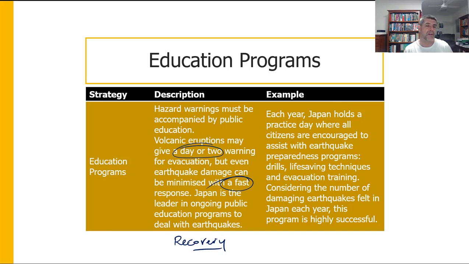Japan continues to be one of the leaders in this sort of area, and you would probably expect a Japanese system to be very strong in its education programs, and in fact they are. They run specific days through the year for preparedness programs. There are programs that are taught to school-age children. They carry out mock drills. They get taught life-saving techniques, and also they have training in evacuation techniques so they know what, when, and how to evacuate when these different types of early warning systems are put in place. And when you consider the number of damaging earthquakes that are felt in Japan each year, you'd have to give these Japanese programs some serious ticks in the area of effectiveness.